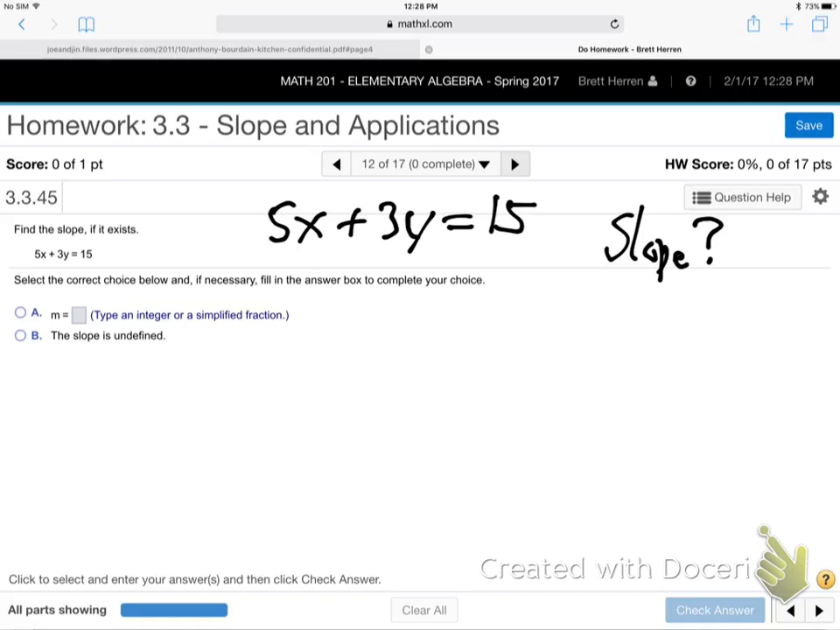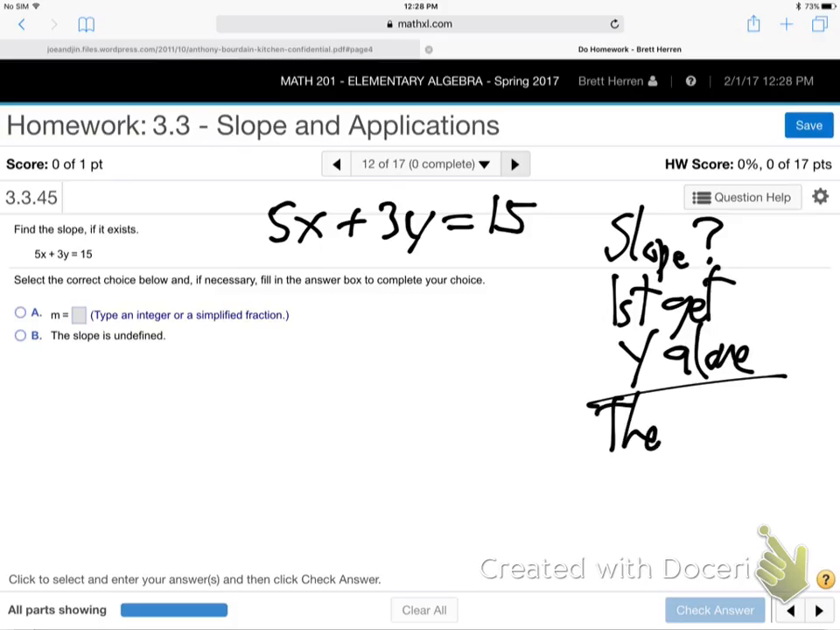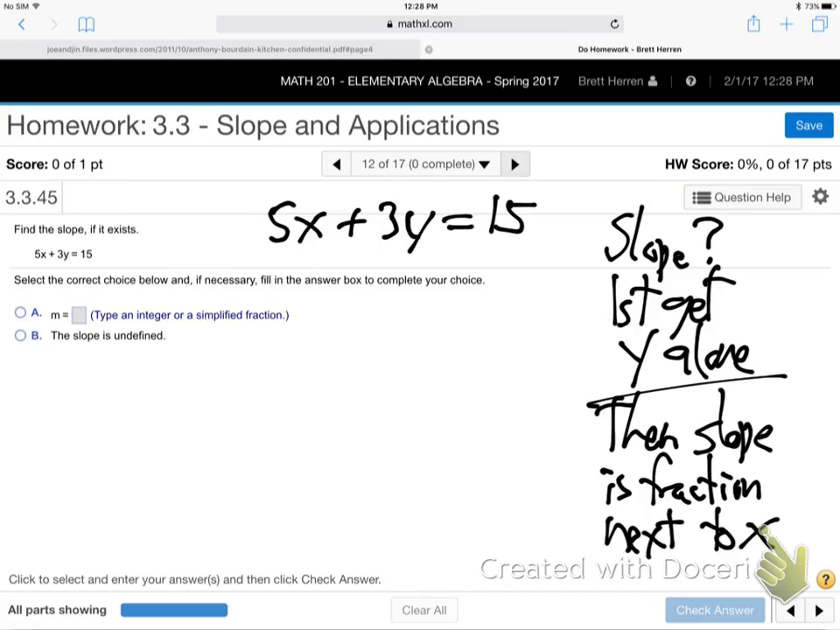See, the one we did just a second ago already had y alone. So I didn't have to do anything. I just grabbed the number next to x. So first get y alone, then slope is the fraction next to x. So do the work. Y is saying, I want to be alone. Get rid of all this stuff. Let me rewrite it. It's running out of room here.